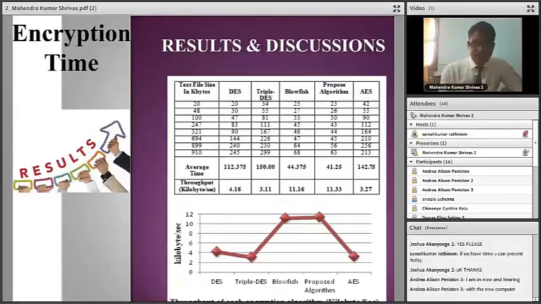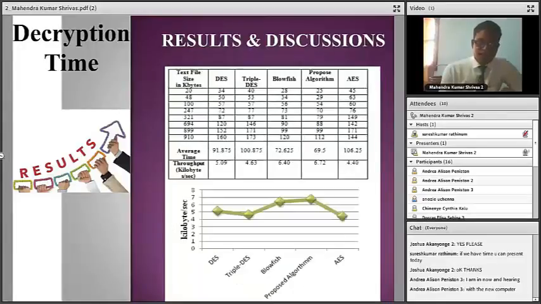And this is our result for encryption time. As you can see, compared to other algorithms, the encryption time is very low, so it is very fast and takes less time. Then we have decryption time, which, compared to the others, is also very low, as you can see in the results.